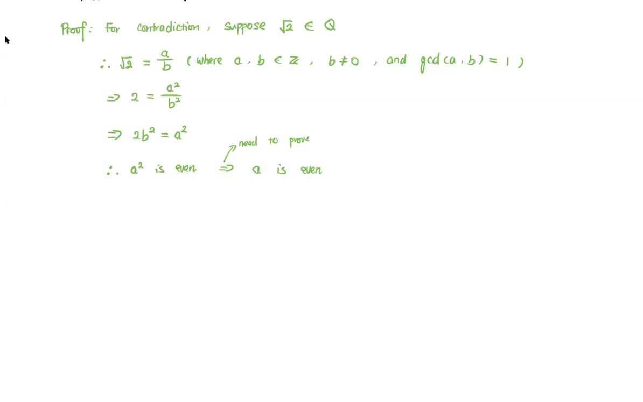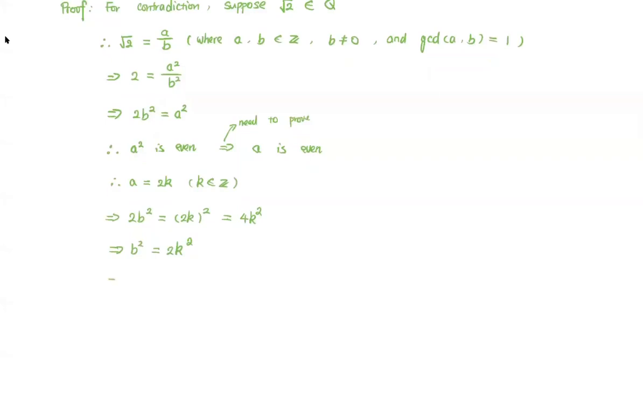Let's suppose this is true first. Oh, you're too loud, Ronnie. Since a is even, we can write a as 2k, where k is an integer. Then you can write 2b squared equals 2k squared, which equals 4k squared. That's going to give you b squared equals 2k squared. So that means our b squared is even as well.